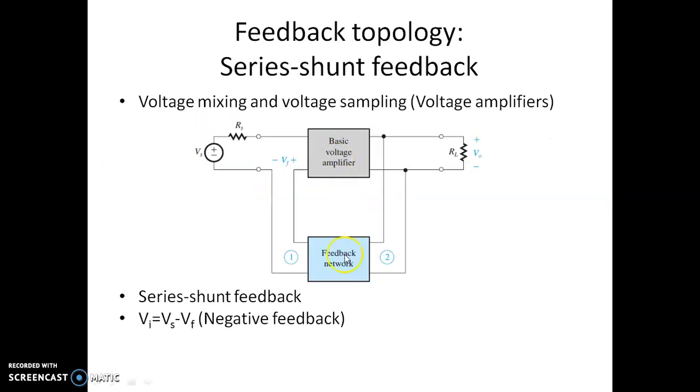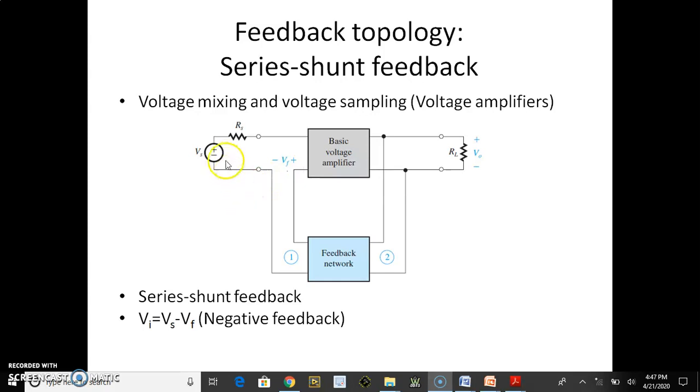First and foremost, this is the feedback topology. We call it series shunt feedback. If you carefully notice, this is a basic amplifier, this is a feedback network, and you can see there is a source. You have taken the output voltage here. This RS and RL happen to be the source resistance and the load resistance. This type of feedback is called series shunt feedback.